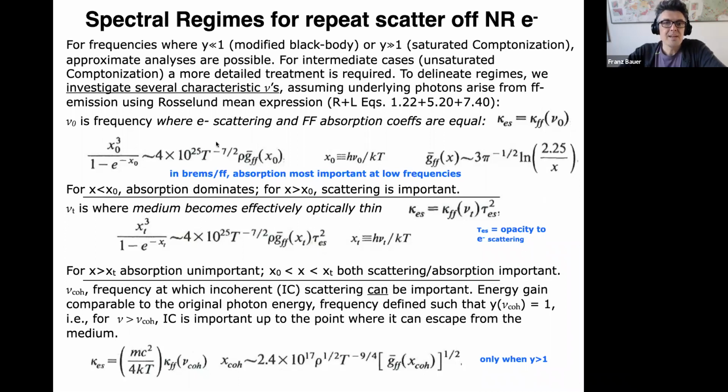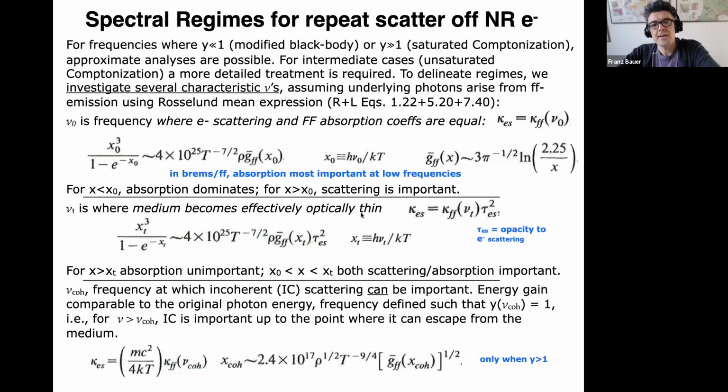So what happens here is that with Bremsstrahlung free-free absorption, absorption is going to be most important at low frequencies. If frequencies are lower than this, absorption dominates. If frequencies are above this, scattering is important. This defines the first transition point. Then we have another transition point where the medium becomes optically thin. This is the turnover frequency that we had before.